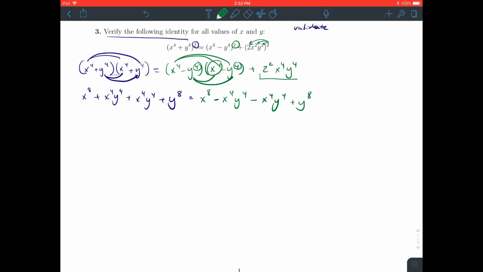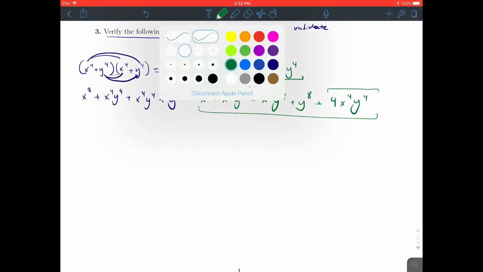Now we still have this plus, I'm just going to mark it here, plus 2x. Oh, wait, it's not 2, right? I can actually simplify that one step further. 2 squared is 4, x to the 4th, y to the 4th. All right, so now if we simplify, if we combine like terms on the left-hand side in blue and combine like terms on the right-hand side in green, hopefully these two things are equivalent.